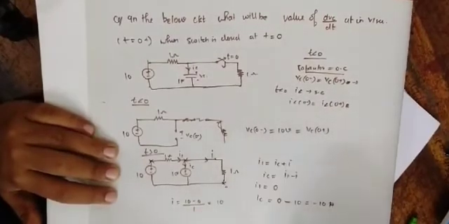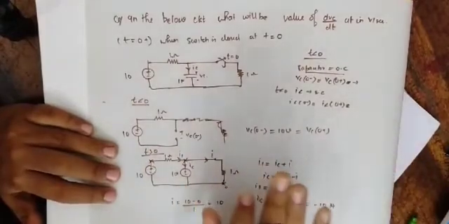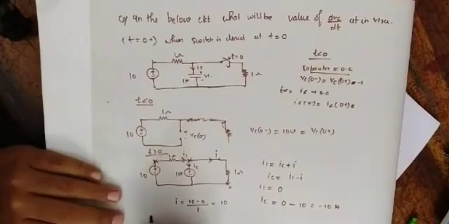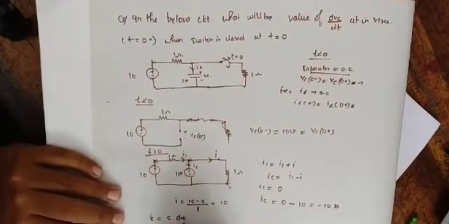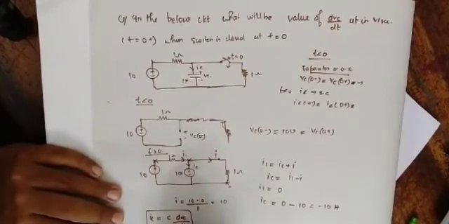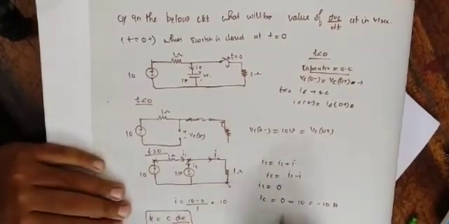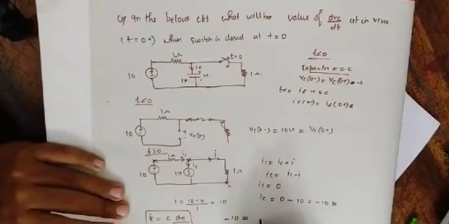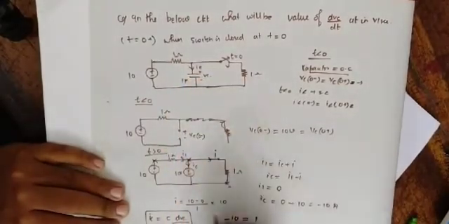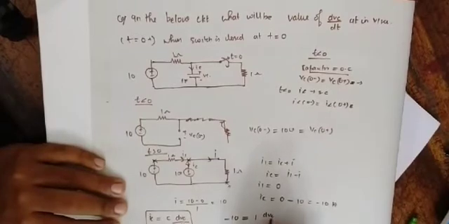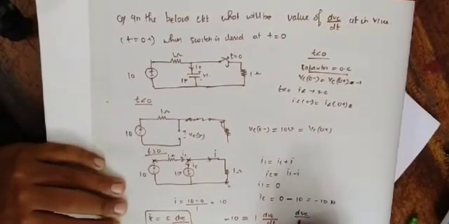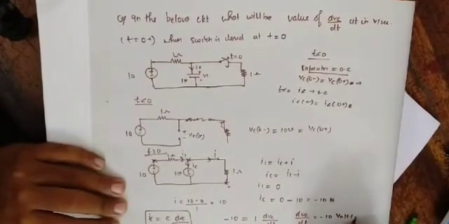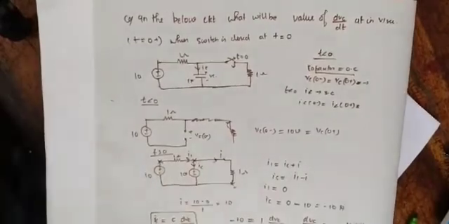Now in the question it is asked what is dVc divided by dt. We know that the formula to find out the current across a capacitor is IC is equal to C into dVc divided by dt. So we have IC already, which is minus 10 equal to C into dVc by dt. Instead of C I can write 1, it is 1 farad. So it is 1 into dVc divided by dt. So dVc divided by dt is equal to minus 10. What is the unit? Volt per second. So this is the answer.